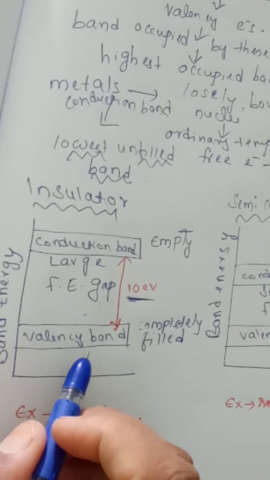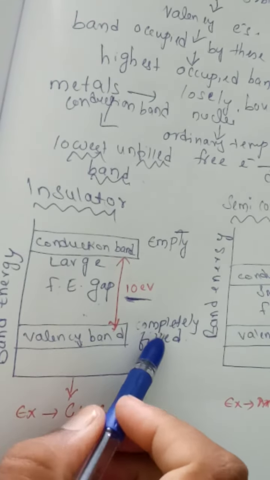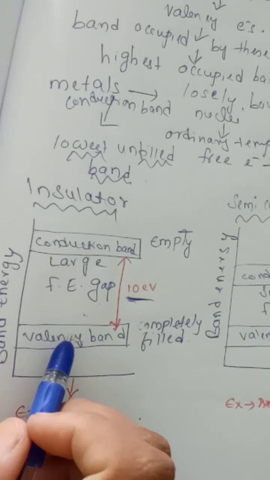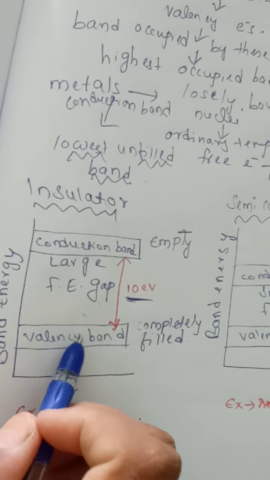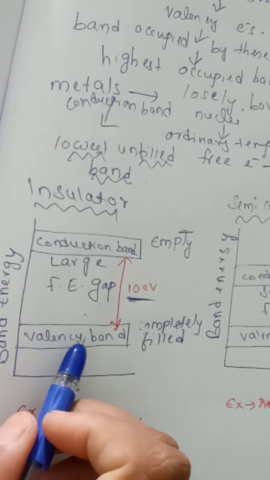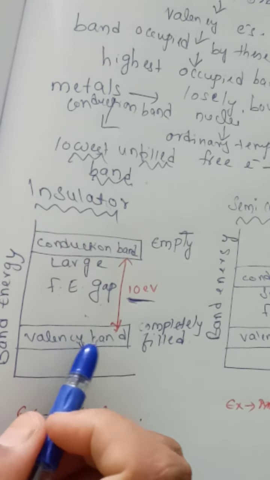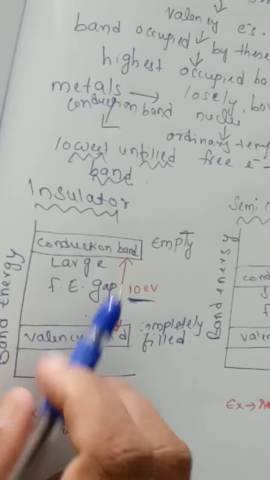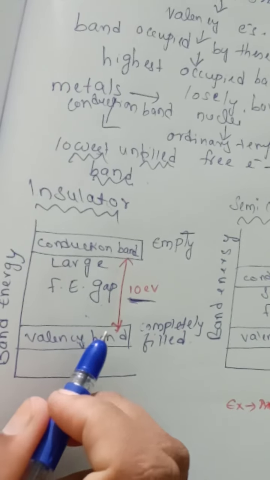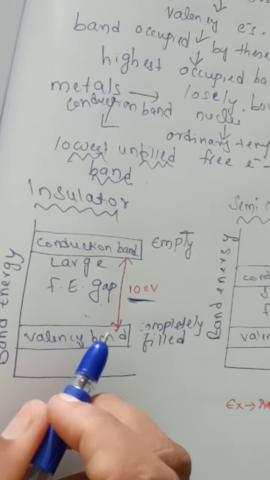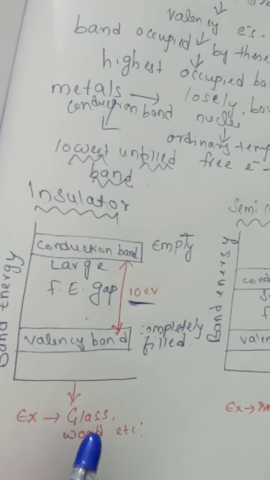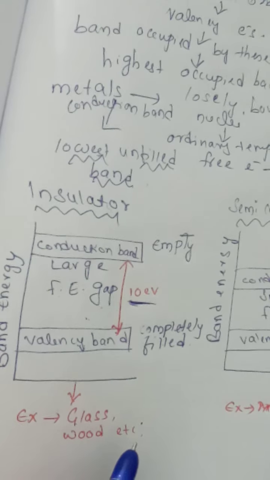Now in insulators, valency band will be completely filled and conduction band will be empty. That is, no electron jump takes place from valency band to the conduction band. So even if we increase the temperature, no electron jumps from valency band to the conduction band. That is, there are no conduction electrons for the conduction of current. And examples of such insulators are glass, wood, etc.